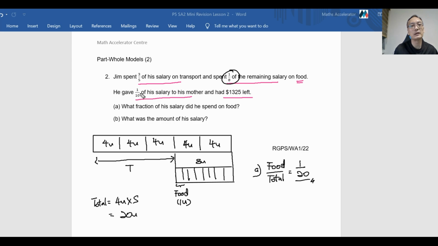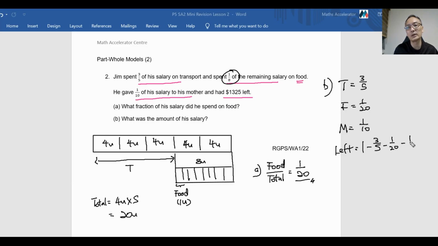So we have this information that he gave 1/10 of his salary to his mother and had $1,325 left. So let's organize our information over here. We know that transport is 3/5. We know that he spent 1/20 on food. He gave the mother 1/10. So we need to find out what was the fraction that was left. So we take 1 whole minus 3/5 minus 1 over 20 minus 1 over 10.